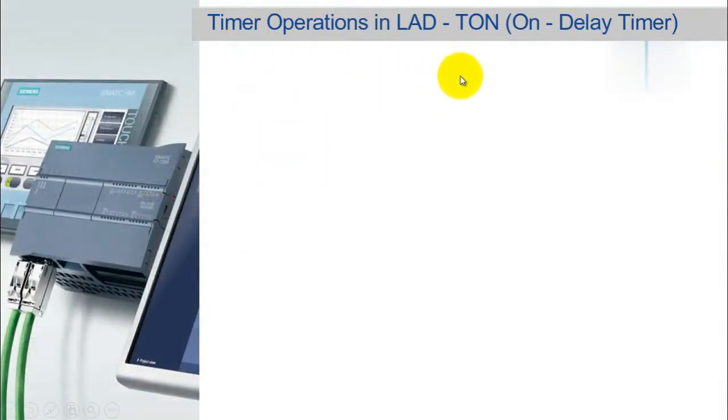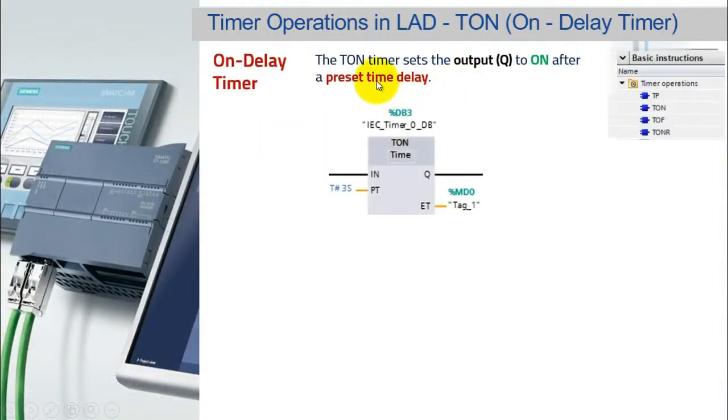So, timer operation in FBD logic, timer on delay. It says the TON timer sets the output Q to on after a preset time delay. So after a preset time delay means it's a delay. Once the input goes on, the delay comes, then the output will be on. Okay, so let's see the different parameters.